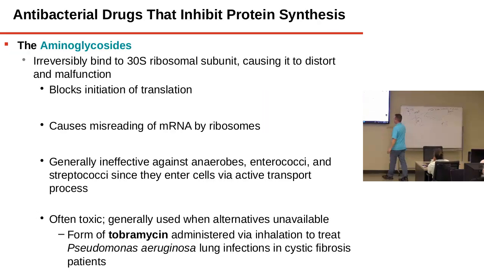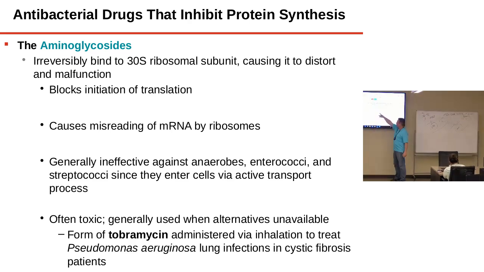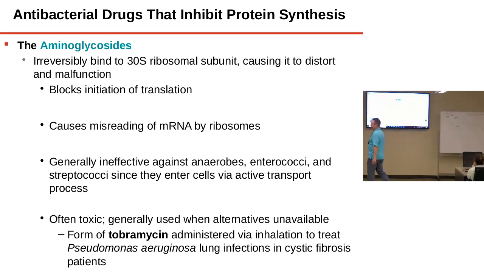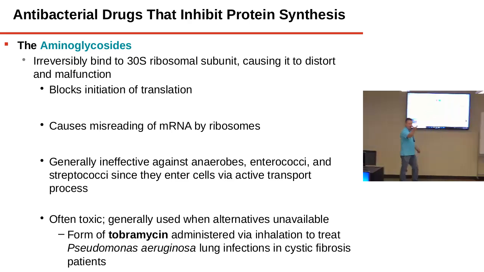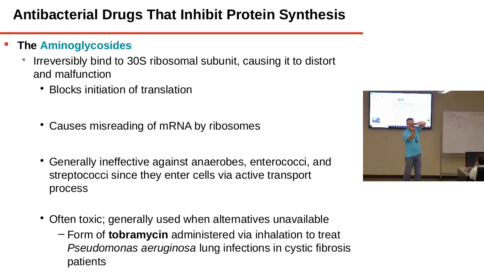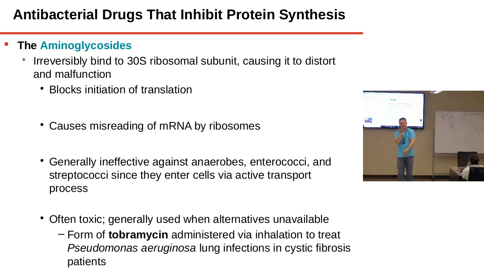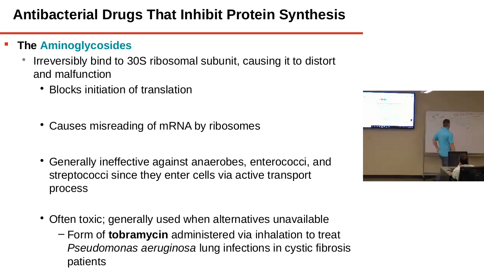So when we go to this first one, the aminoglycoside, you see it irreversibly binds the 30S. So it's binding the bottom portion of the ribosome. And so this causes it to distort and malfunction. So what's happening is the 30S gets stuck in place. The top of the sandwich slides off. And basically it distorts and the ribosome can't work anymore. And so when that happens, it's going to block the initiation of translation. Just remember what these terms are here, right?